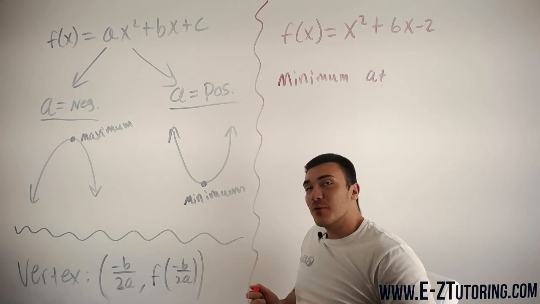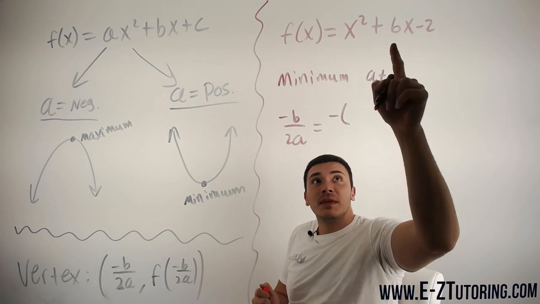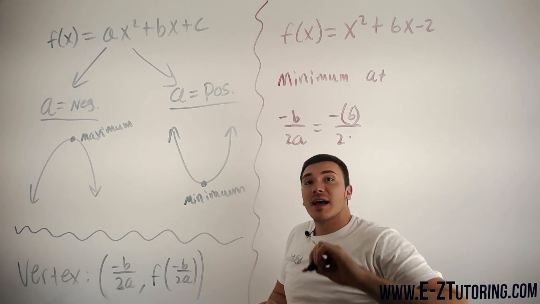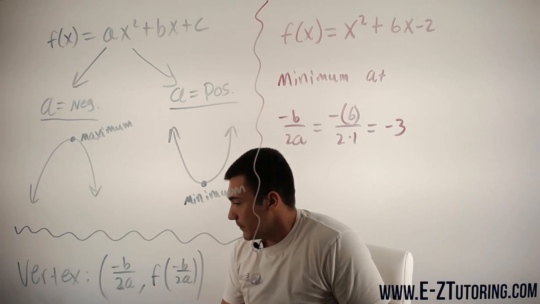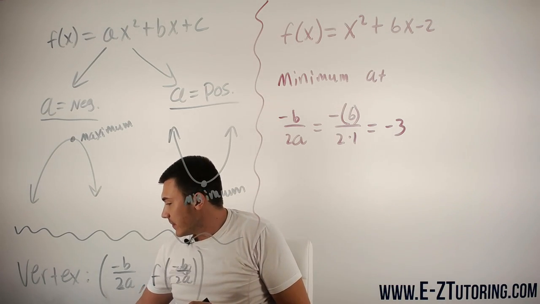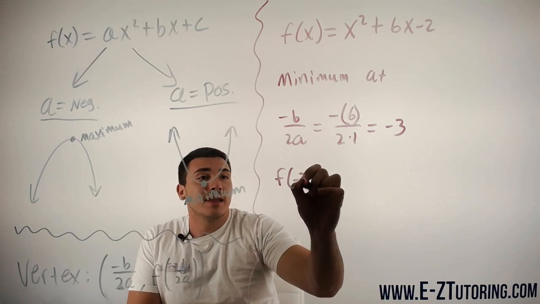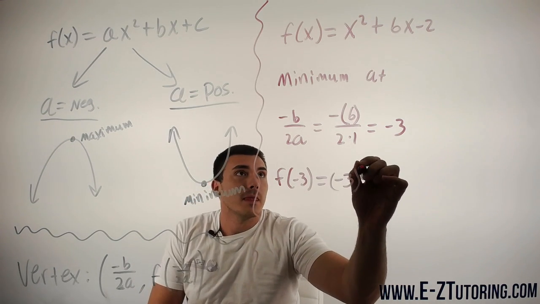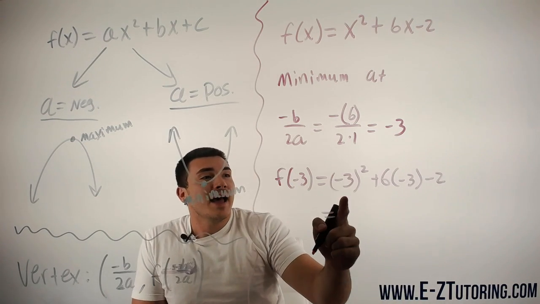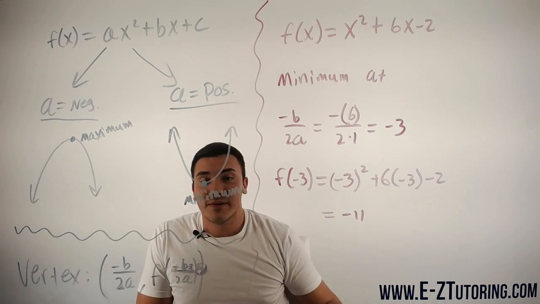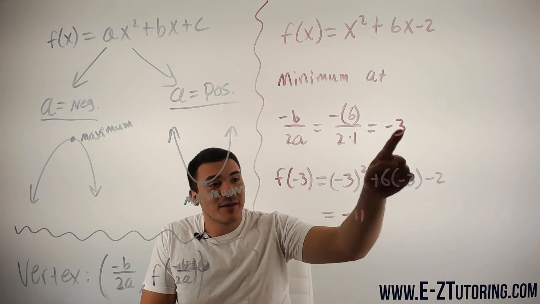So of course we use the vertex formula, which is negative b over 2a: negative b, and b is 6, over 2 times a, and a we already said is 1. Negative 6 over 2 is negative 3. And then to find your y value, all you need to do is simply plug in negative 3 into here. f of negative 3 equals negative 3 squared plus 6 times negative 3 minus 2. So this is 9 minus 18 minus 2, which is negative 11. So therefore, we have the coordinates of the vertex at negative 3, negative 11.